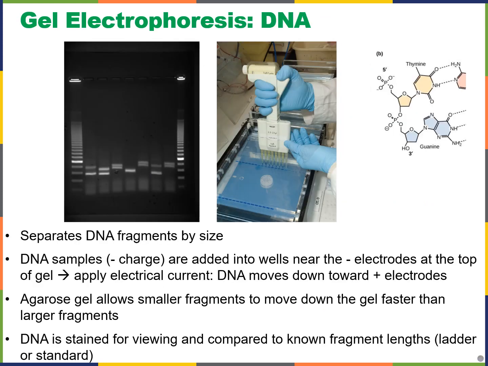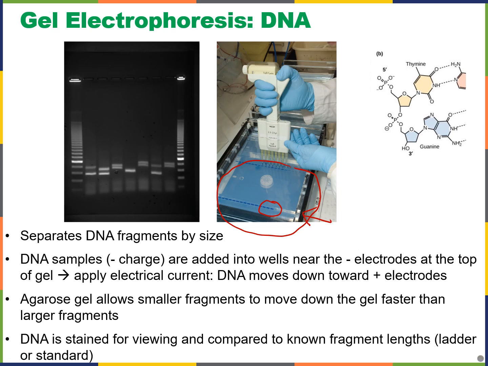Here's a picture of what gel electrophoresis of DNA looks like, and we're going to be doing this as one of our last labs in our course. The goal is to separate DNA fragments by size. We start with something known as an agarose gel, and it looks like this. On one end of the gel, you have little pockets, little rectangular holes where you can add your DNA. Here we see someone pipetting DNA into the gel.